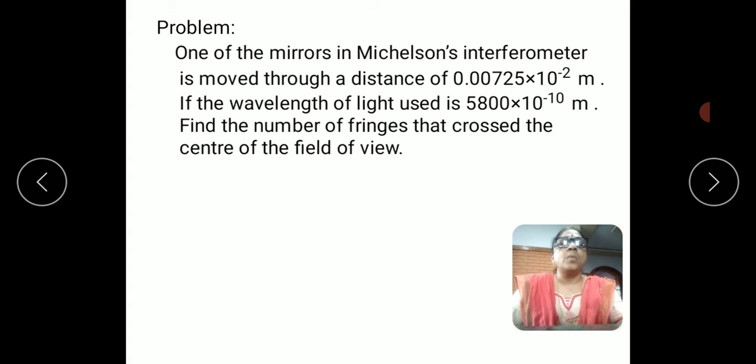Let us see the problem. One of the mirrors in the Michelson interferometer is moved through a distance of 0.00725 into 10 raised to minus 2 meter. If the wavelength of the light used is 5800 into 10 raised to minus 10 meter, find the number of fringes that crossed the center of the field of view. So here, knowing the distance traveled and the wavelength, we can easily find the number of fringes, and the answer is 250.